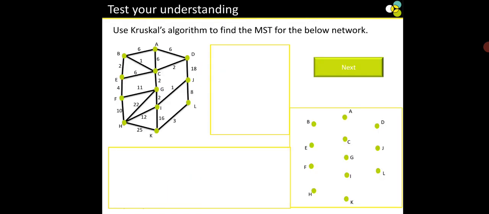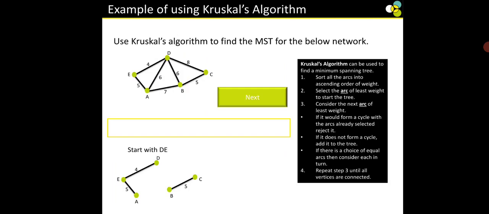Before that, if I choose A to D, it will create a cycle. So we do not consider that edge A to D, which is 6. But we can consider D to B. Just check here, I am putting D to B. So it has connected all the graph with minimum edges, right?